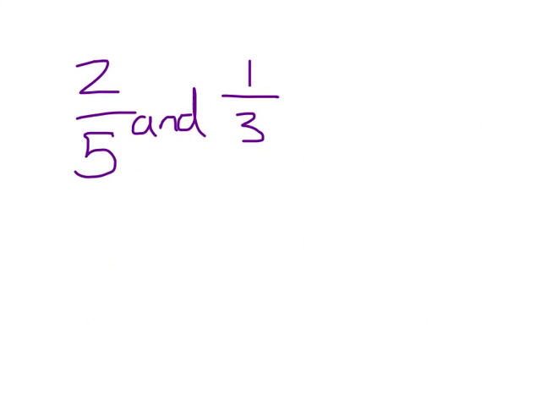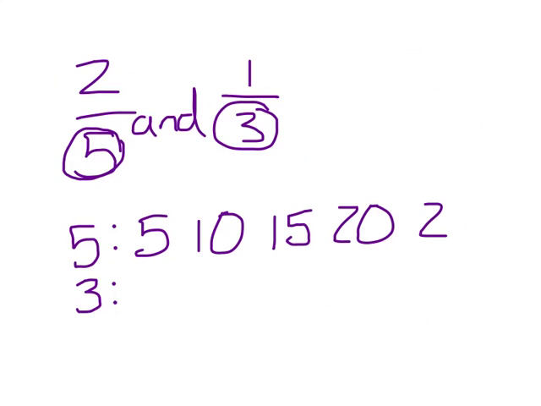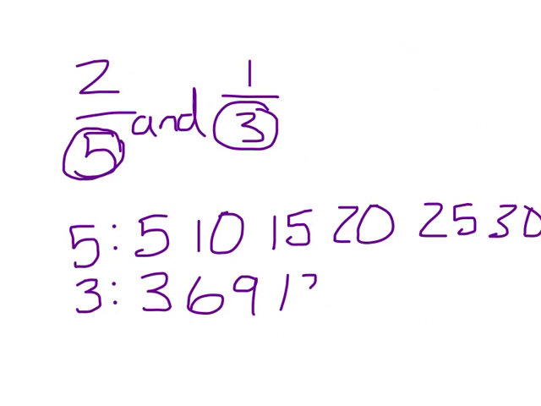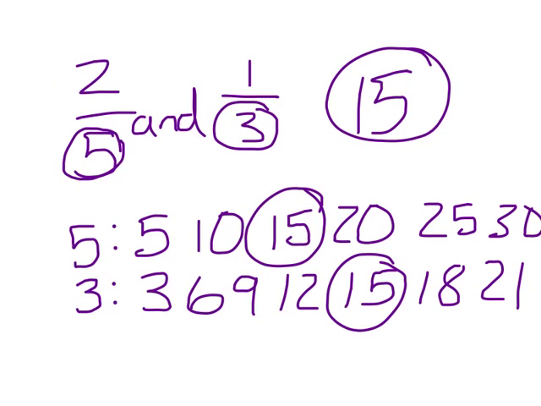Let's try another one. Find the least common denominator of 2/5 and 1/3. Well, first I've got to list the multiples of the denominators, 5 and 3. Let's count by fives. 15, 20, 25, 30. Let's count by threes. 3, 6, 9, 12, 15, 18, 21. What's the smallest number on both of these lists? 15 is the smallest number on both lists. 15 is the least common denominator of 2/5 and 1/3.